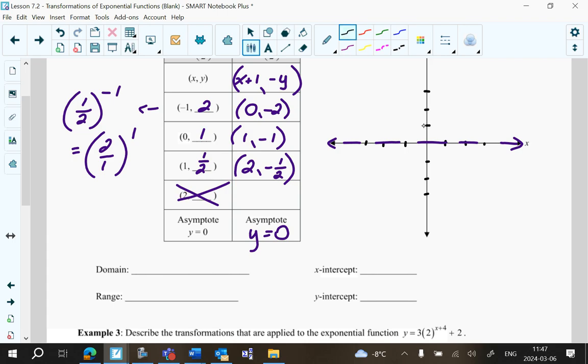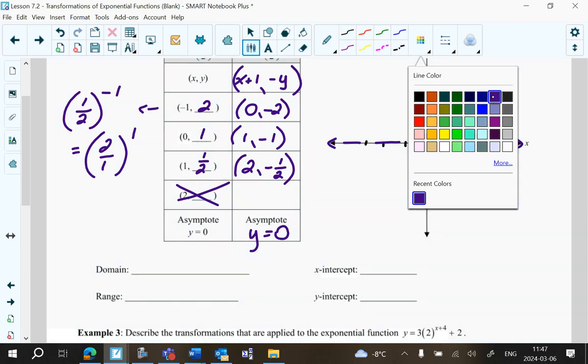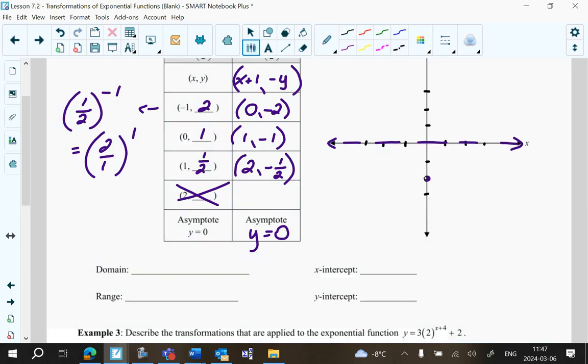So 0, -2 here. 1, -1, and 2, -1/2. So it's going to look like this.